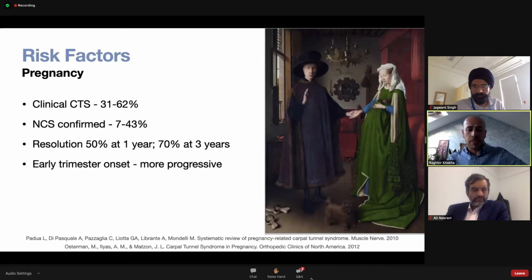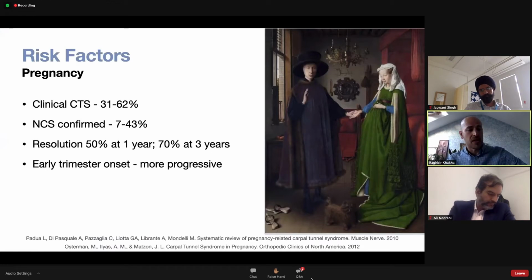As we all know, carpal tunnel has a high prevalence in pregnancy. Clinical diagnosis of carpal tunnel syndrome has had a prevalence of around 31 to 62%. Nerve conduction studies reduced this prevalence, but still up to 43%. The hormonal fluctuations that occur during pregnancy seem to settle once the mother has had the baby in the postpartum period. So there's a resolution of up to 50% at 1 year, 70% at 3 years. However, there is a group of patients where the problems do persist. Night splints are very useful in such patients, and can help settle symptoms in 82% of patients.